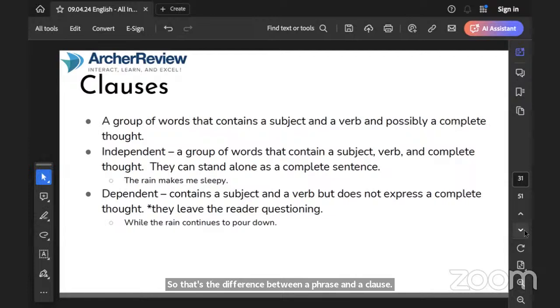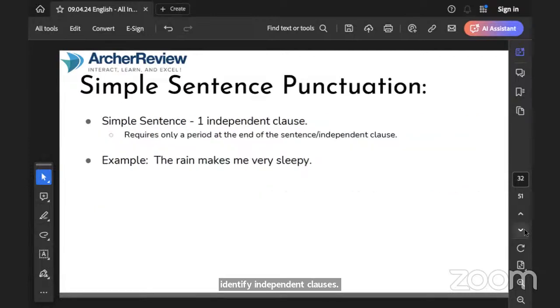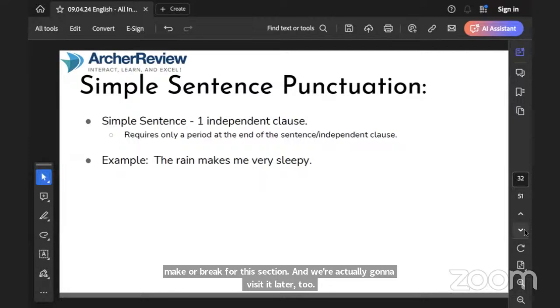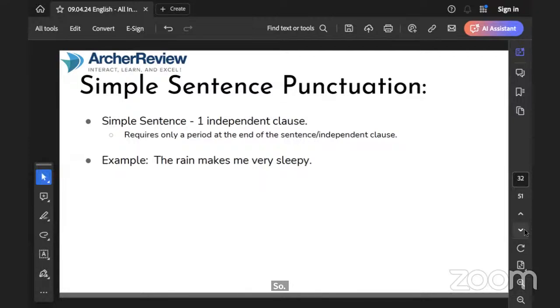All right. So, independent and dependent clauses. Make sure that if you're not familiar with how to identify independent and dependent clauses, that you go back and study that, because that's going to make or break for this section. And we're actually going to visit it later too. So, now we need to talk about different types of sentences. So with that, we're going to talk about how many clauses and what kind of clauses each one contains.